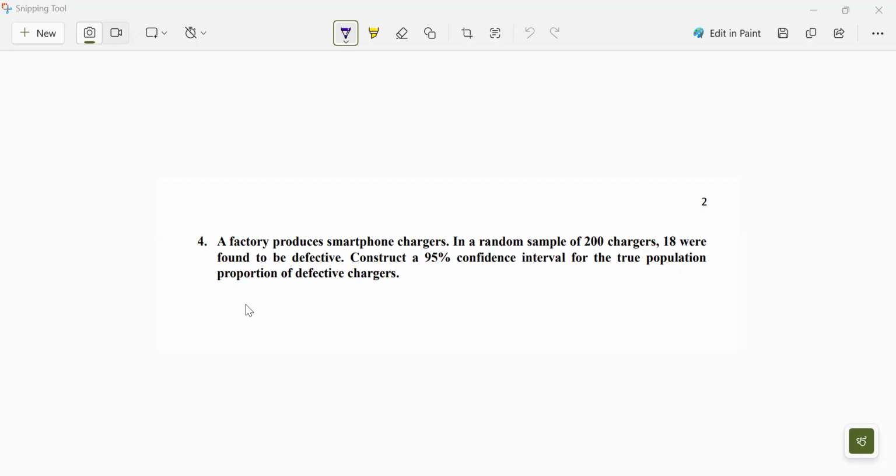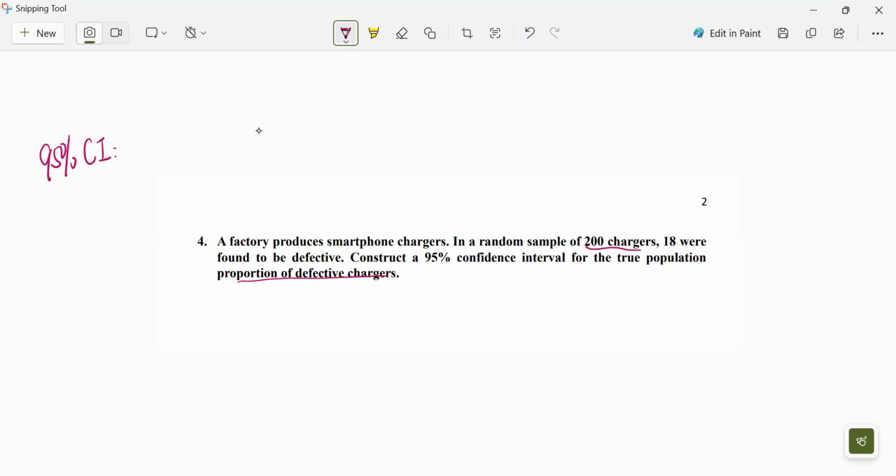Now let's take a look at this question here. In this one we are doing the confidence interval, the 95% confidence interval. In this context, we have 200 charges, 18 of them found to be defective. We're concerned about the true population proportion of the defective charges. So in this case, the success event will be considered as defective items.